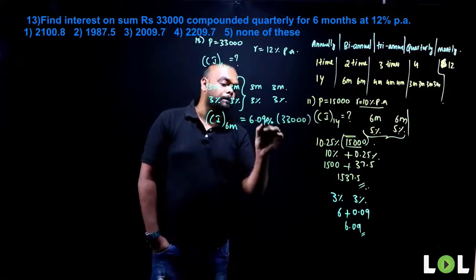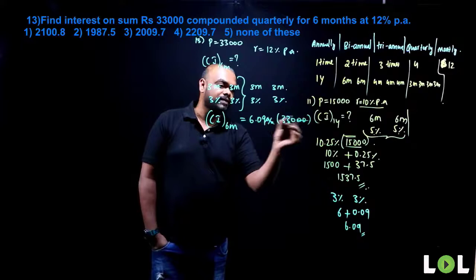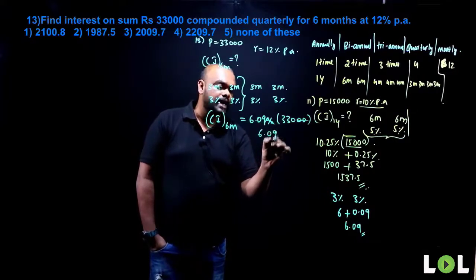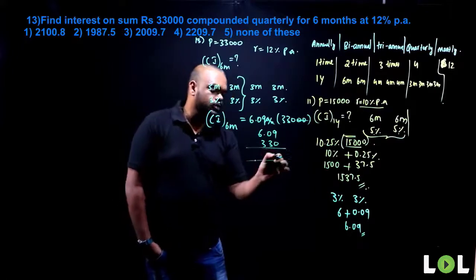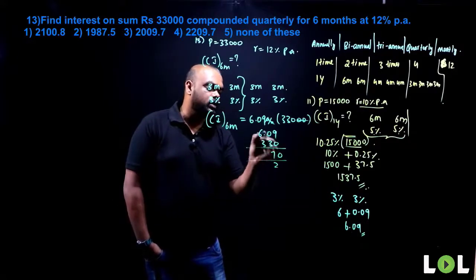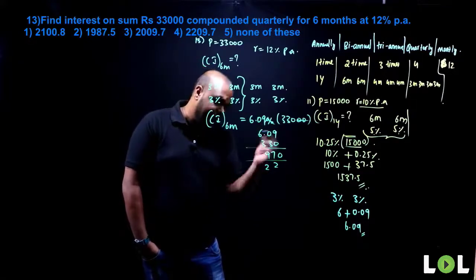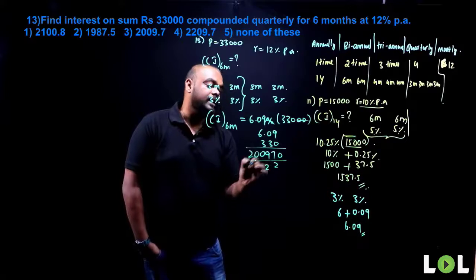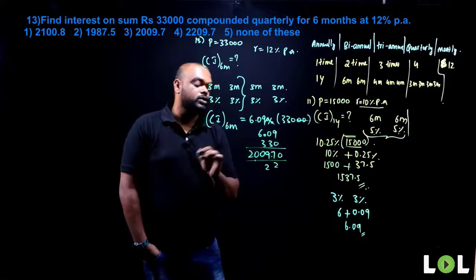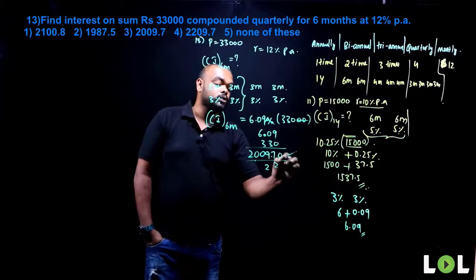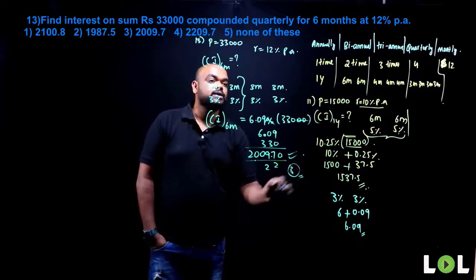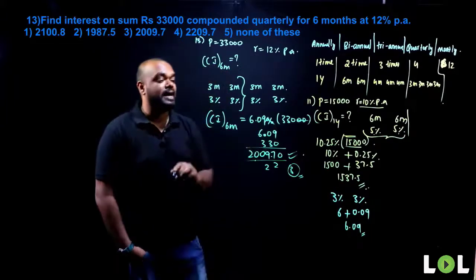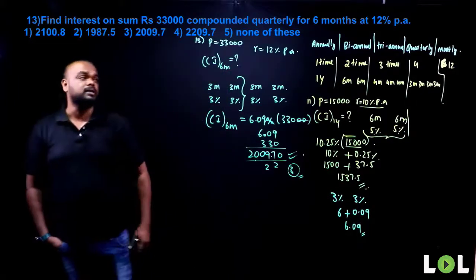Okay. So the percentage's 00 gets cancelled. We will be having 6.09 into 330, multiply. Am I right? Here after the decimal point 2 zeros are there. So the answer should be 2009.70. Do I have the option? Yes. Option number 3. That's my answer. Am I clear with the question number 13?